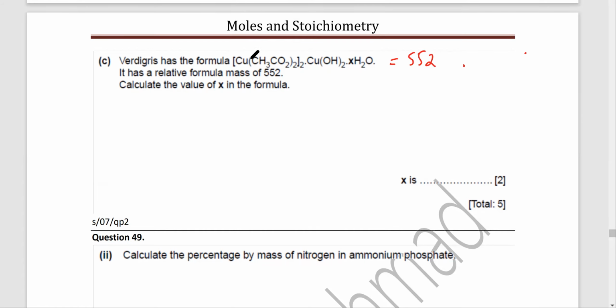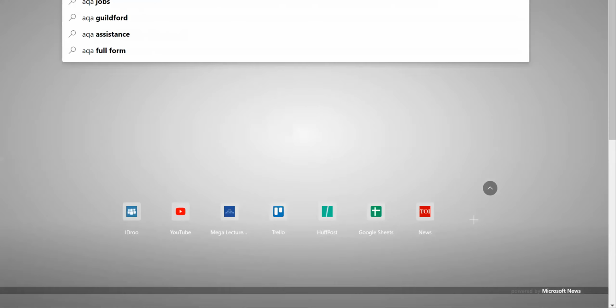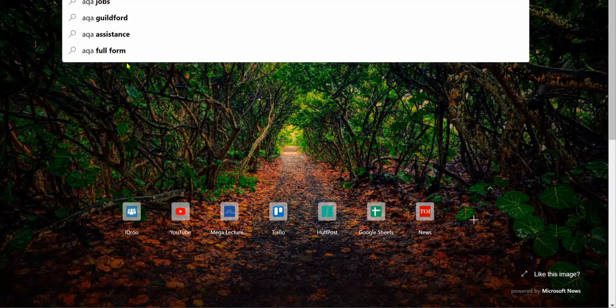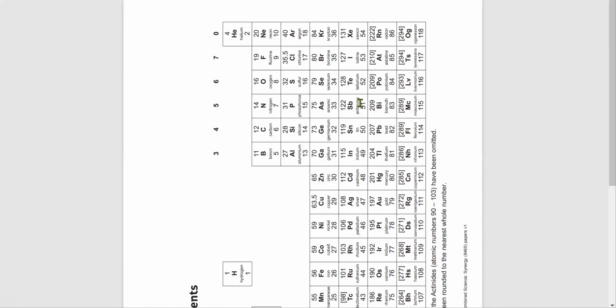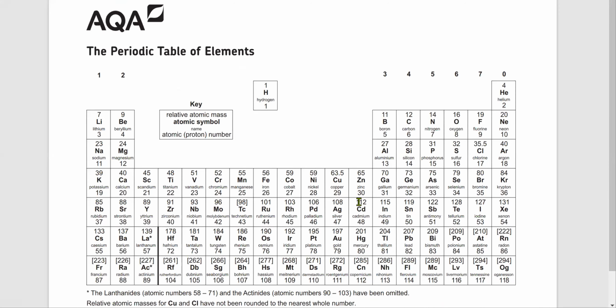हाउ मेनी कॉपर्स डू यू हैव एग्जैक्टली. आई थिंक यू हैव टू कॉपर्स. इसमें लेट मी जस्ट चेक इफ आई हैव द प्योर टेबल एज वेल. ए क्यू ए का प्योर टेबल खोल लेते हैं, तो उसके अंदर एग्जैक्ट वैल्यू देख लेते हैं. कॉपर इज copper is given as 63.5.